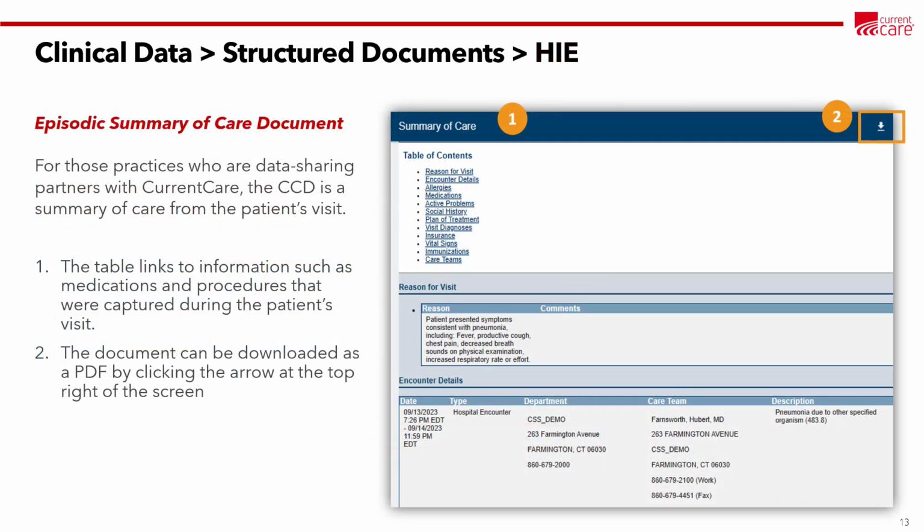Summary documents can include a lot of valuable information, such as the medication list, problem list, procedures, vital signs, and more data that was captured during the patient's visit. Each document can also be downloaded as a PDF by clicking the down arrow at the top right of the screen and following the prompts.